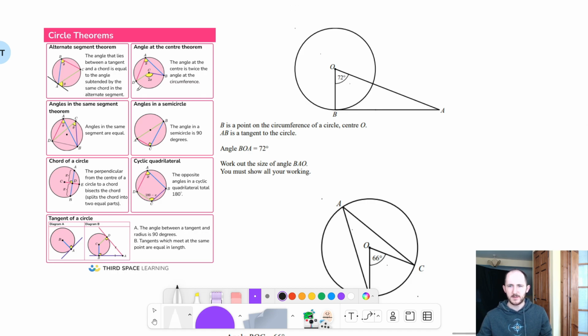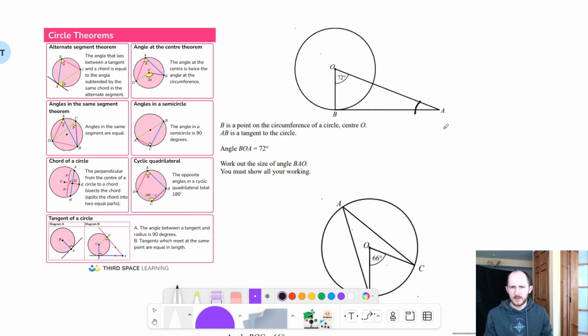But you have the alternate segment theorem, so you can pause and look through these at your leisure. But for this question, B is a point on the circumference of a circle, AB is a tangent to the circle, BOA is 72 degrees. Work out the size of the angle BAO, which is this angle here. And it says you must show what you're working out.